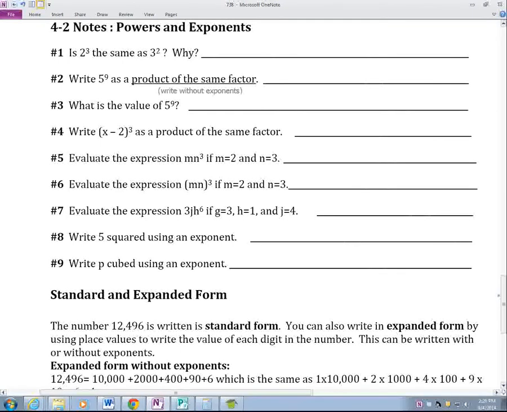4-2. This is about powers and exponents. It says here, is 2 cubed the same as 3 squared? Okay. I'm going to tell you and agree with you, no, it isn't. That's because 2 cubed equals 2 times 2 times 2, which equals 8. 3 squared equals 3 times 3, which equals 9.